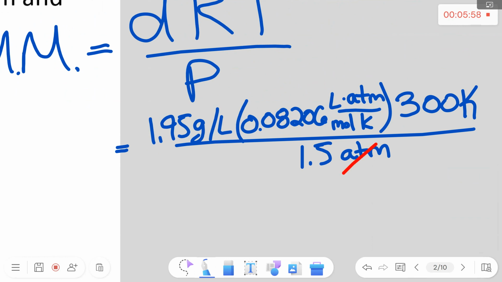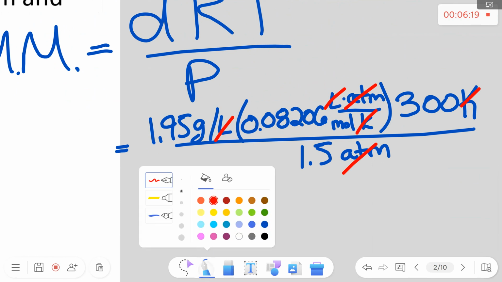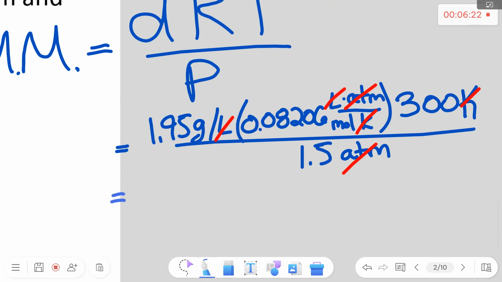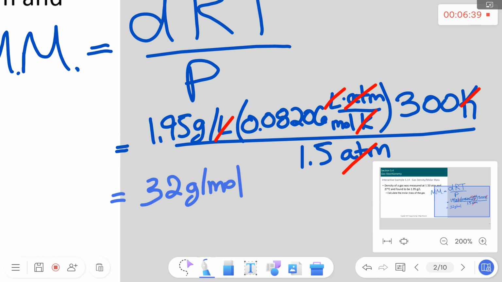I got atmospheres on top and bottom. Look at that, those cancel. I got Kelvin on top and bottom, that cancels. And I've got liters on top and bottom. Wouldn't you know? The unit I'm left with is grams per mole. Plug in the calculator, round it off. I think we get a pretty answer of 32 grams per mole. Not too crazy.